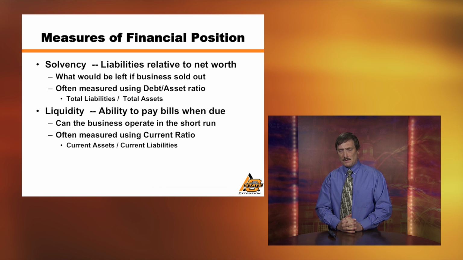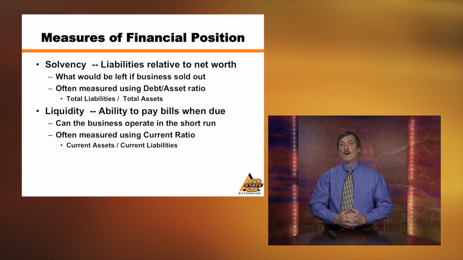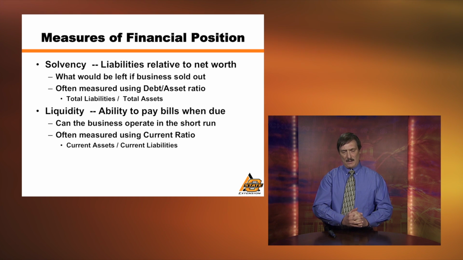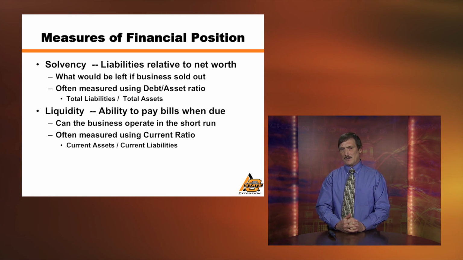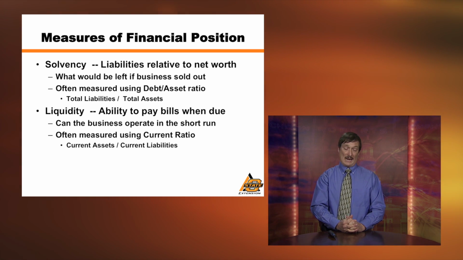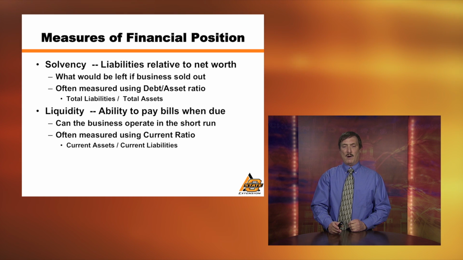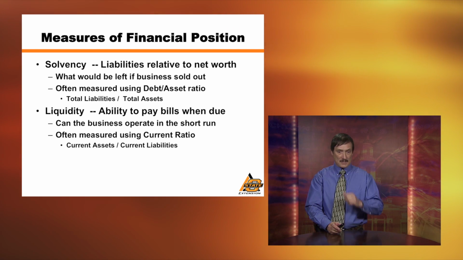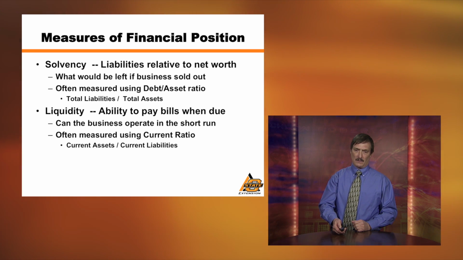Current liabilities, similarly: bills that are due or bills that need to be paid within the next year would be a current liability. And all of those things belong in the current liabilities section of the balance sheet, and we sum those up. We add up all of the current assets, divide that by the sum of all the current liabilities, and we get the current ratio.